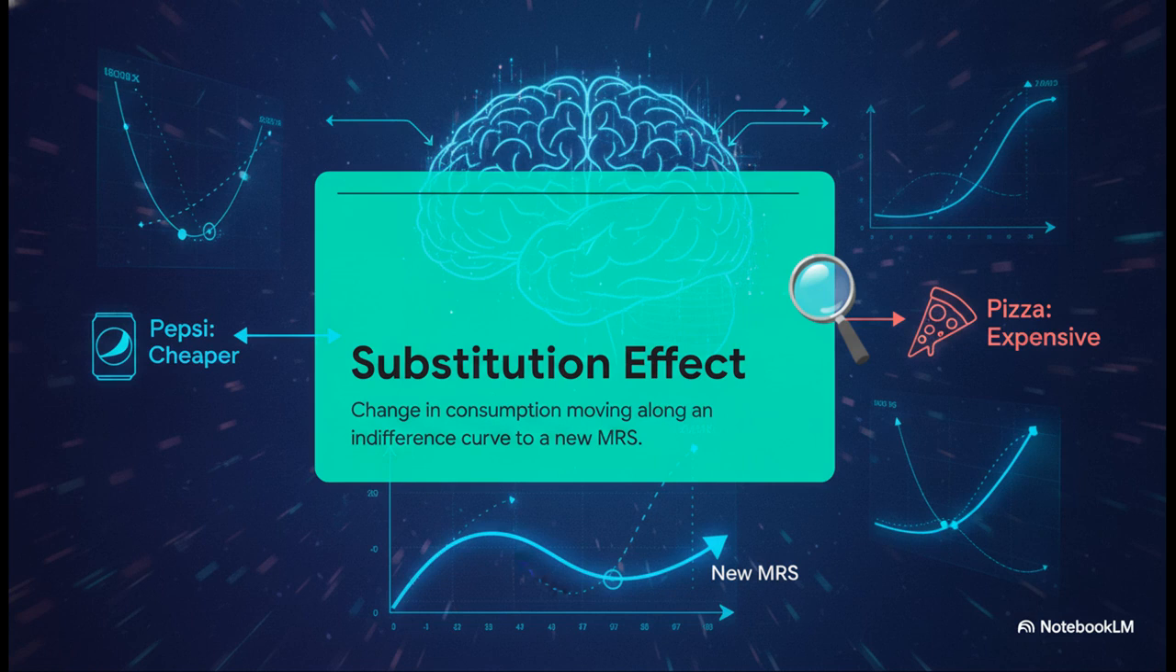Because Pepsi is now relatively cheaper compared to pizza, your brain literally says, hey, I should substitute away from the relatively expensive pizza and drink more of this cheap Pepsi. You're moving along your current indifference curve to a point with a brand new marginal rate of substitution.